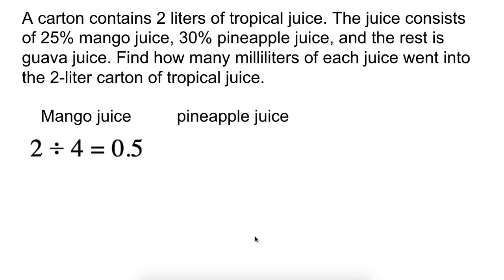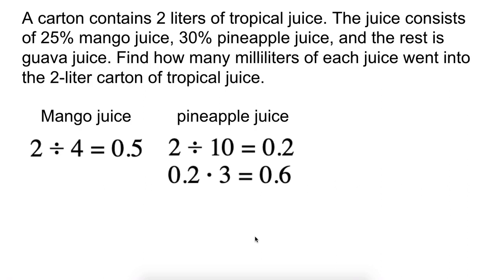Let's figure out the pineapple juice. We have 2 liters. We need to find out what that is. Let's find out what 10% is first. So we divide by 10. We have 0.2. So 0.2 liters is 10%. We have 3 of those, so we multiply that by 3. So we have 0.6. 6/10 of it is pineapple juice.